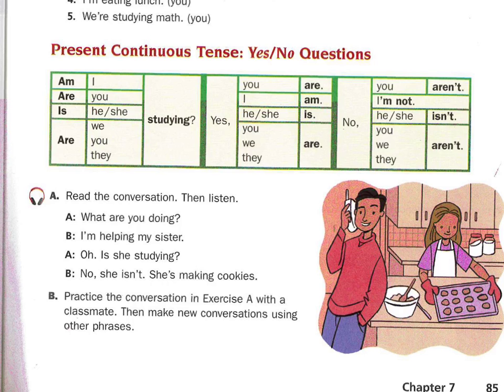And of course, we could change this verb. Are we eating? Are we swimming? Are we playing? Are we singing? Any verb you could use. Is he singing? Yes, he is. No, he isn't.